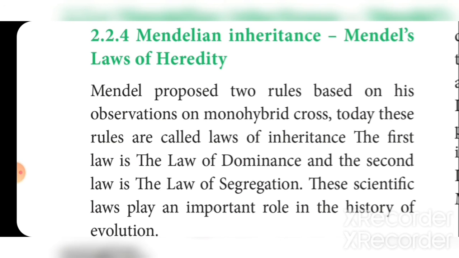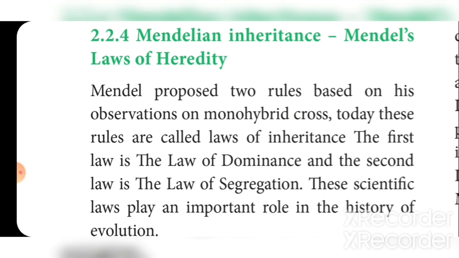Mendel proposed two rules based on his observation on monohybrid cross. Today these rules are called the laws of inheritance. The first law is the law of dominance, and the second law is the law of segregation.